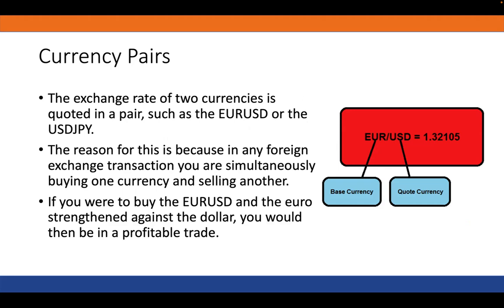Okay, that's good. Now let's move on to the next thing, currency pairs. The exchange rate of two currencies is quoted in a pair, such as Euro USD or USD JPY. I think I've talked about this. The reason is that in any foreign exchange transaction, you are simultaneously buying one currency and selling another. If you were to buy the Euro USD and the euro strengthens against the dollar, you'll be in a profitable trade.